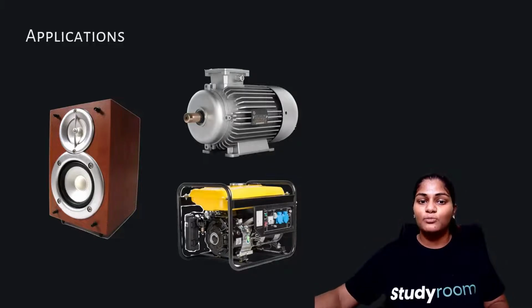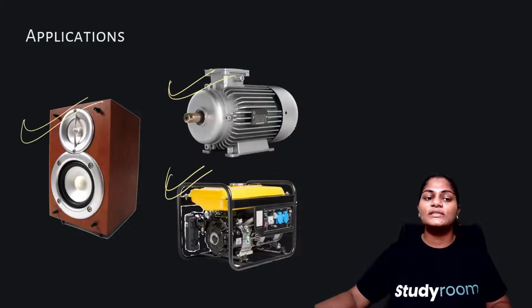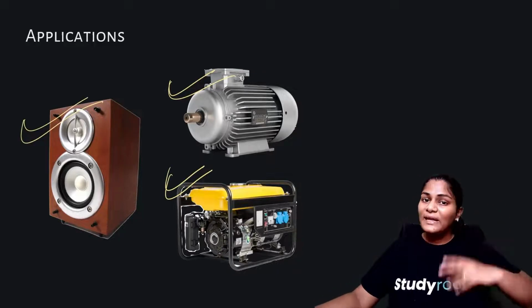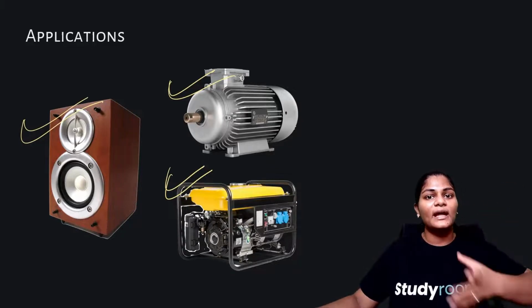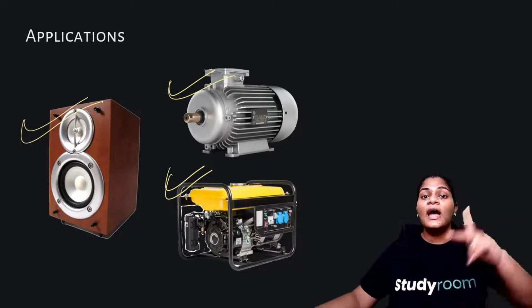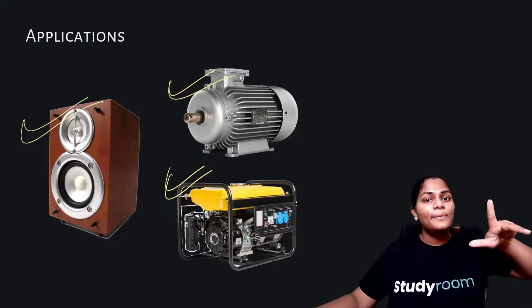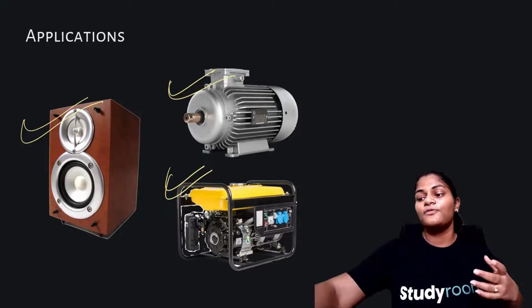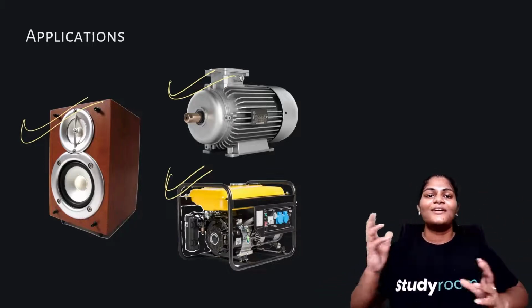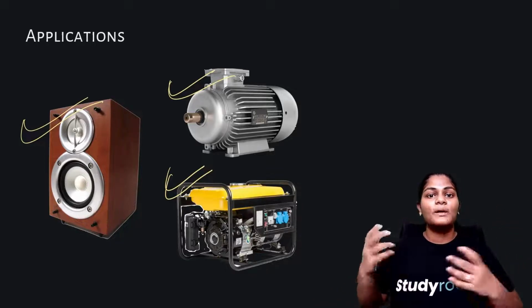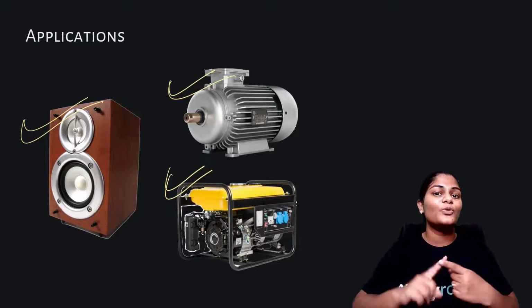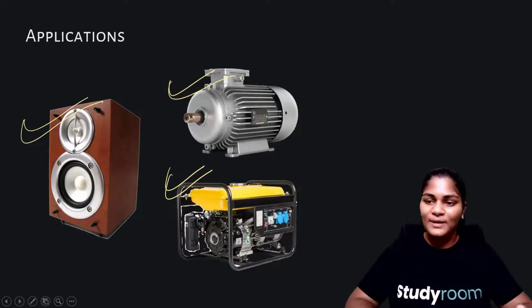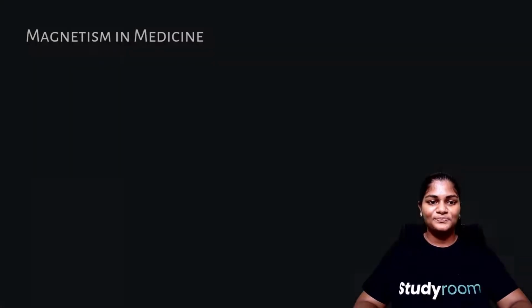This is an electric motor. This is an electric generator, and everyone knows that this is a speaker. So many other devices like these use this setup of a magnet and a current carrying conductor, and use the Fleming's left hand rule application to produce some kind of force to run something or do some purpose or a job. So we are going to study in detail about the electric motor and the generator in a bit. Okay, let's move on.